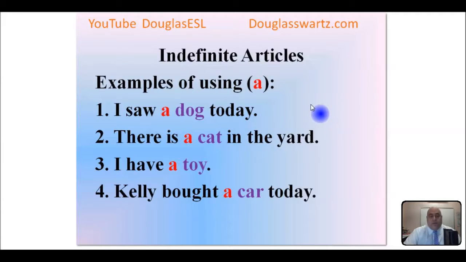Number 2, there is a cat in the yard, one of many cats in the world. It's an unknown cat. It just happened to come in the yard, so you would say, there is a cat in the yard. Number 3, I have a toy. One of many toys in the world. I have a toy. Okay, number 4, Kelly bought a car today. She bought a new car, a car that you'd not discussed or knew about before. So you would use a. Kelly bought a car today.